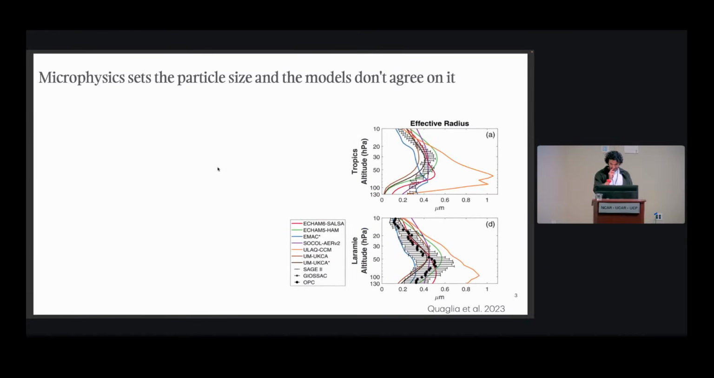If you look at other studies, like Ilaria's from NCAR in 2023, you can see that if you run different models and compare to measurements, you see a different suite of comparisons. The results are different, basically.